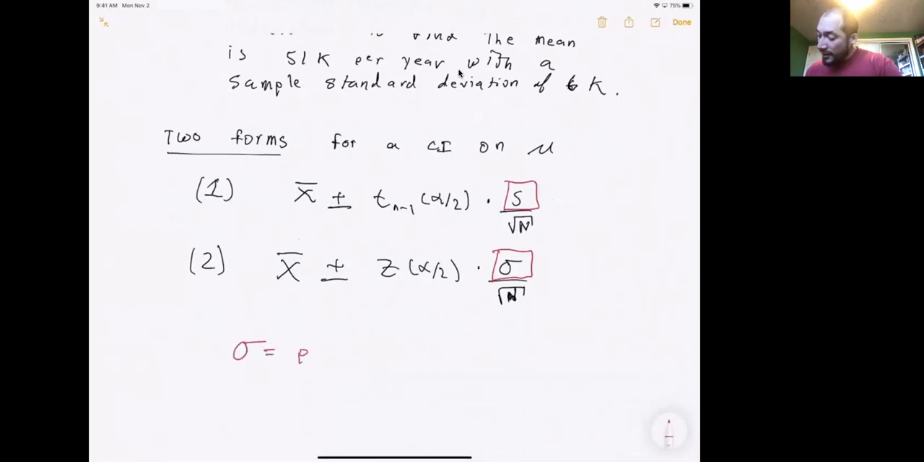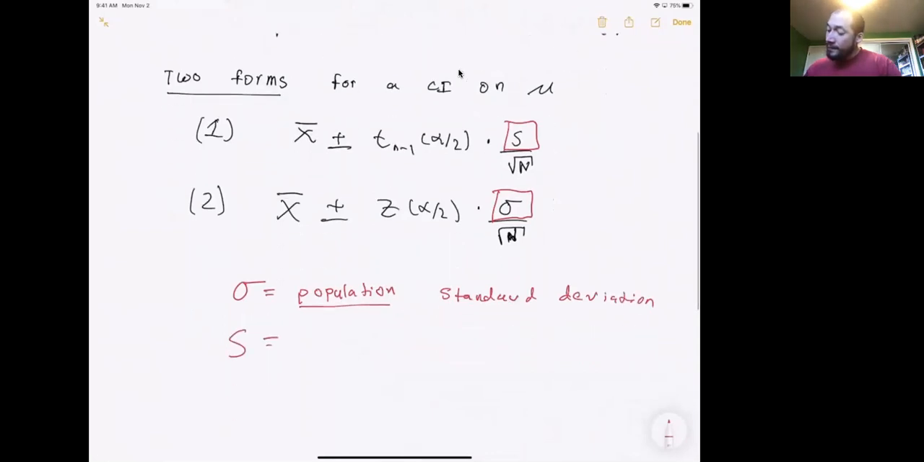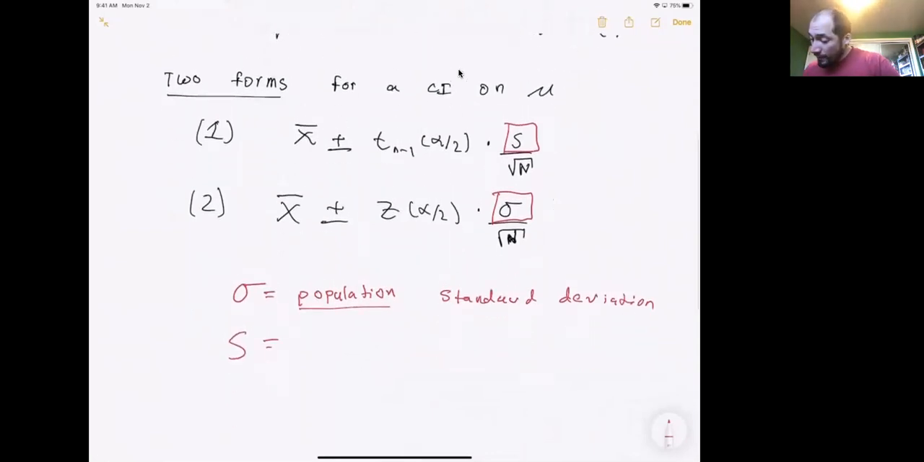So sigma is the population standard deviation, whereas S here, this one is the sample. So you have to decide, is your standard deviation calculated, given to you from a population, or does it come from a sample? And if you're given sigma, someone has to tell you what that value is, okay? Whereas if you're using S, that comes from a sample.